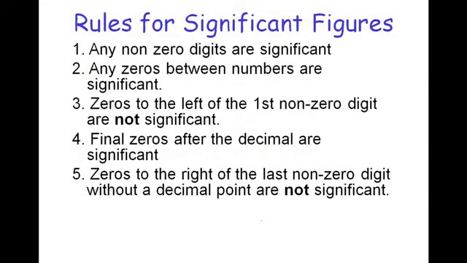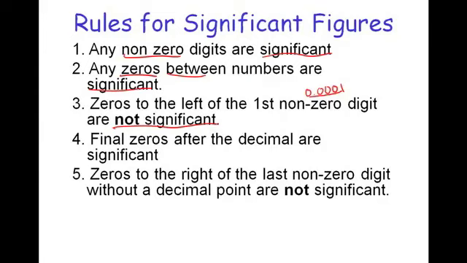Rules for significant figures. Any non-zero digit is significant. Any zeros between numbers are significant. Now, this is where it gets tricky. Zeros to the left of the first non-zero digit are not significant. So, for example, if you have 0, 0, 0, 0, 1, all these zeros are not significant.